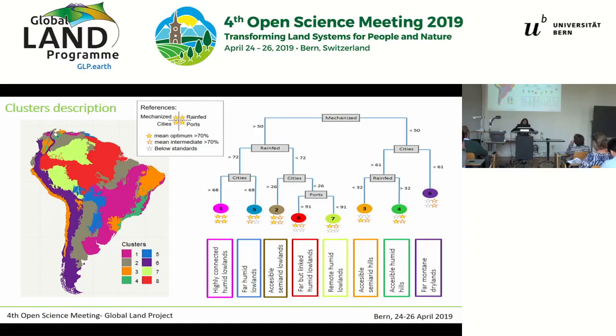Then Remote Humid Lowlands, cluster number seven. Accessible Semi-Arid Hills, in cluster number three. Accessible Humid Hills, in cluster number four. And Far Mountain Drylands, in cluster number six.